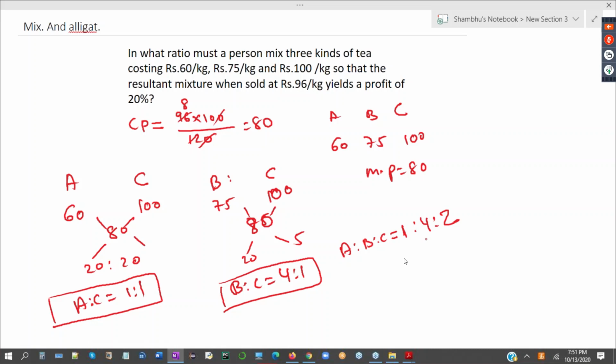Why not A and B? Where were you sleeping, or were you in some dream? How many times should I explain? A and B I cannot take because A is 60, B is 75, and the mean price is 80. Mean price must come between these two values. Do you think 80 is between 60 and 75? More than 10 times I have repeated this. Are you taking the class or joining in between? Mean price must be between the A and B values. A is 60, B is 75, but the mean price is 80. Does it fit there?